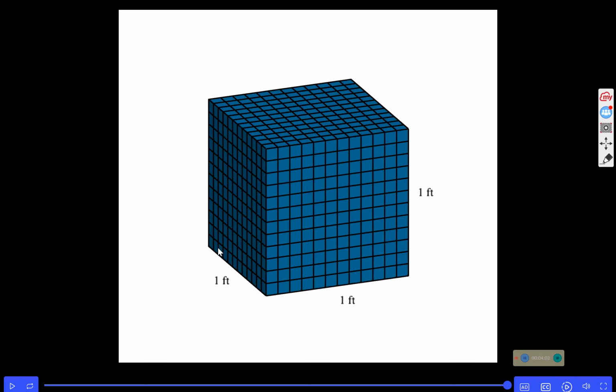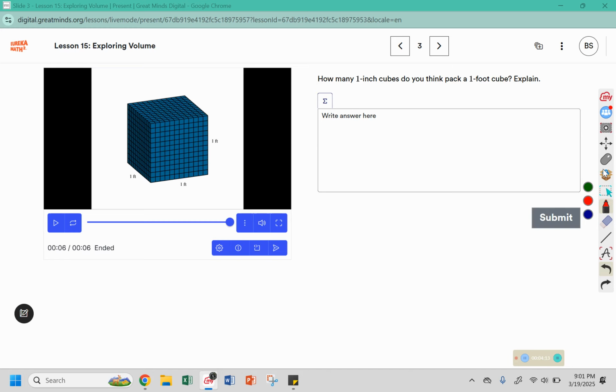So there are 12, and then 12, and 12 tall. Well, then the bottom has 12 times 12. That's 144 cubes in the bottom row. And then there are 12 of those rows. Well, 144 times 12 is 1,728 of those little cubes inside of a 1-foot cube.